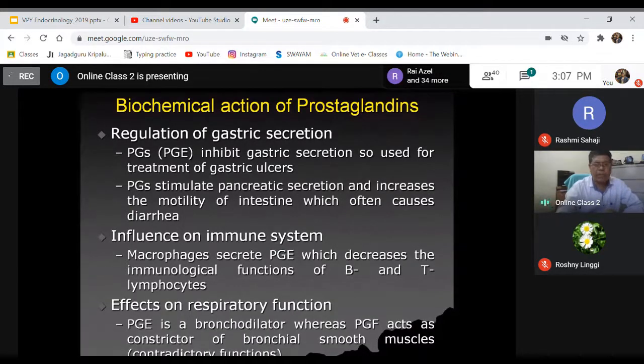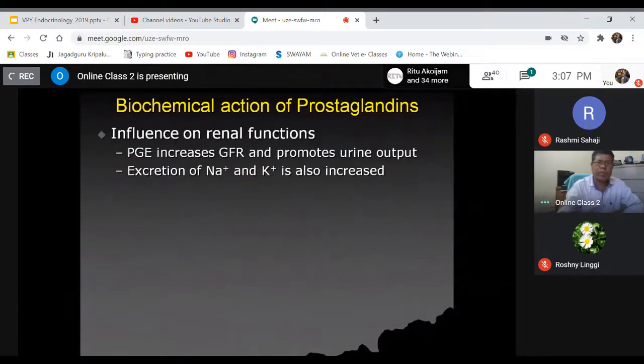Effects on the respiratory function. PGE is a bronchodilator, whereas PGF acts as a constrictor of the bronchial smooth muscles. So these are just the opposite in their actions. Influence on renal function. PGE increases the GFR and promotes the urine output. The excretion of sodium and potassium is also increased.